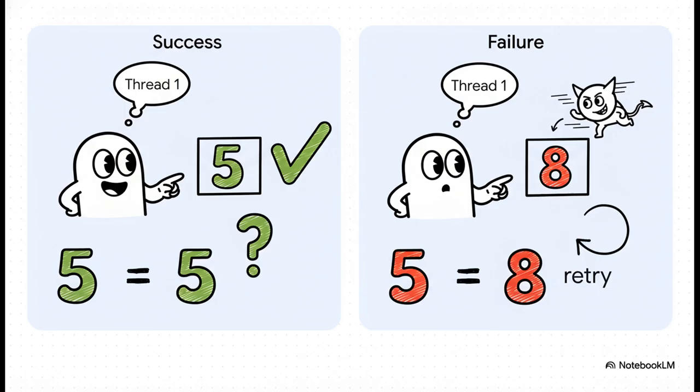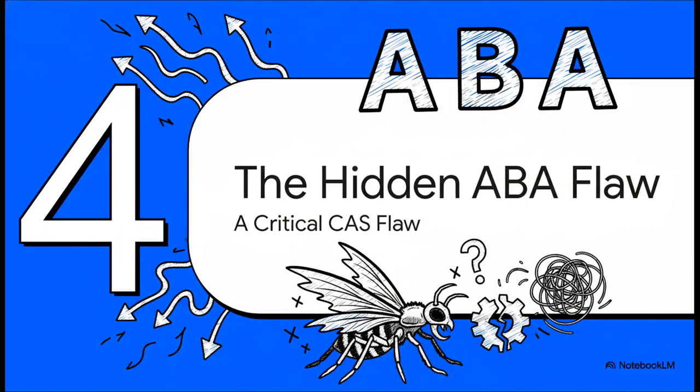Thread 1 expects 5, but before it can make its move, Thread 2 jumps in and changes the value to 8. So when Thread 1's CAS operation finally runs, it sees the current value is 8, which does not equal the 5 it expected. So the update is rejected, and Thread 1 has no choice but to go back and start all over again. Okay, so at this point, compare and swap seems pretty foolproof, right?